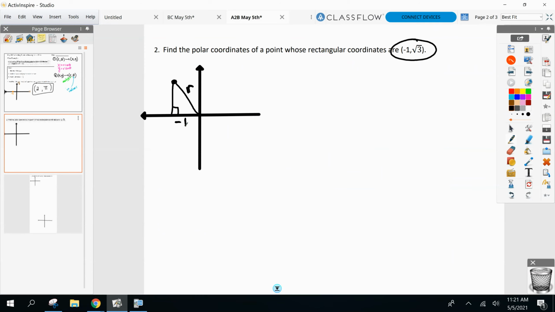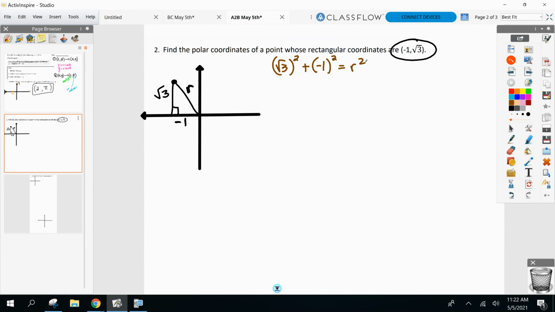Radical 3. So again, -1 on the X, radical 3 on the Y. Everyone see where I got those values? So those are your two sides. How can I find R? Pythag. Yep, that's how you're going to find your R values, by using the Pythagorean theorem. So we're going to say radical 3 squared plus -1 squared equals R squared.